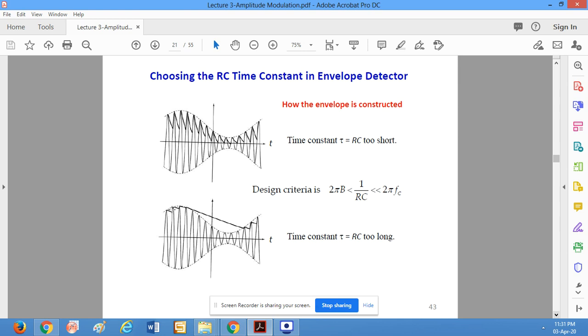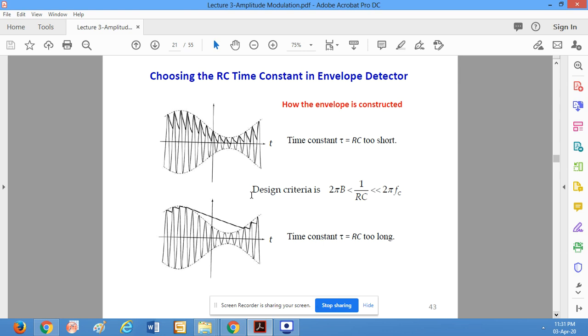This is the charging time. This is your discharging time. This is your charging time. This is the discharge. So whenever we have the RC too long, then it will not be able to follow this envelope. The discharging time will be too much, and ideally it should follow this envelope. Likewise over here, whenever it is too short, again it is not following the envelope. Whenever it is too long, it is again not following the envelope.